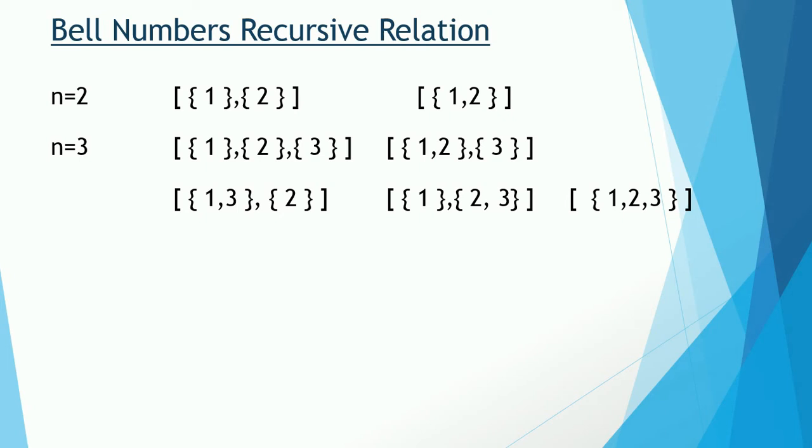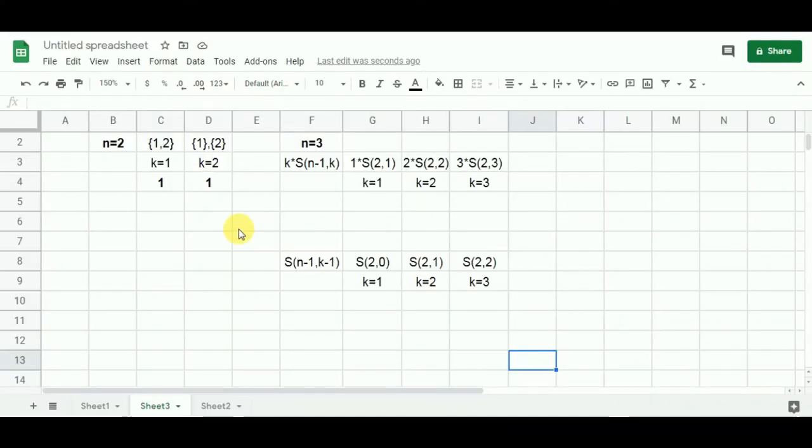Now let's switch to the framework and understand the technical implementation of this relation, where I have written down everything. So for n equals 2, we have two ways by which we can partition two integers.